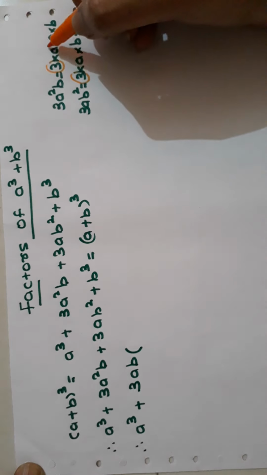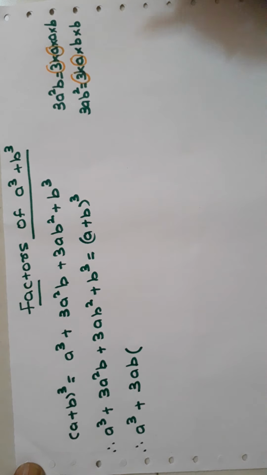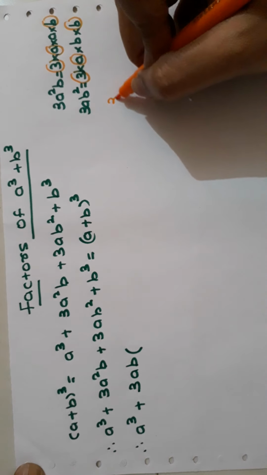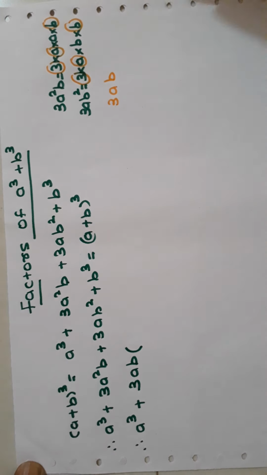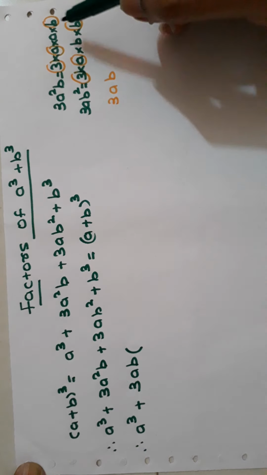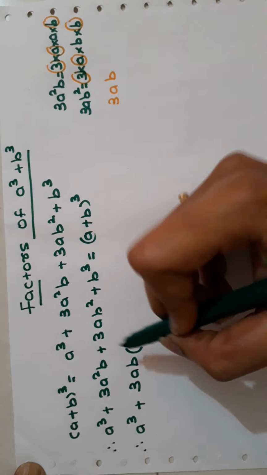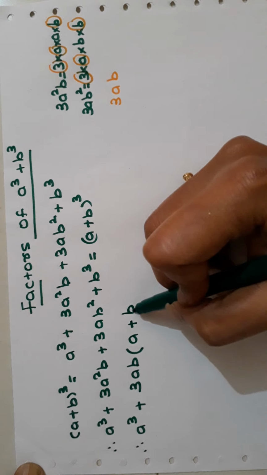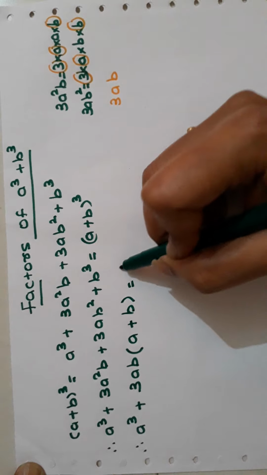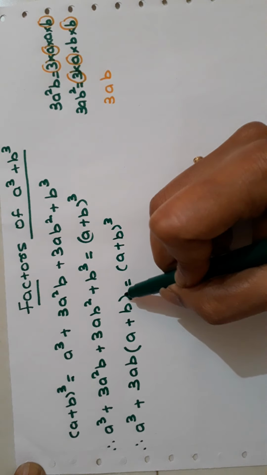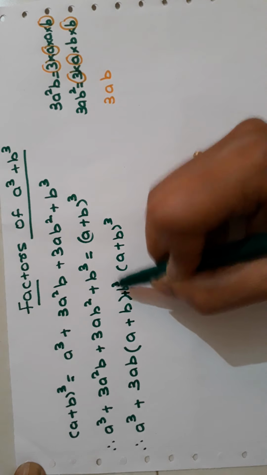3 is common, a is common and b is common. So 3ab is common, and I have taken 3ab outside. Now in the first term only a is left, plus in the second term b, so this is equal to (a plus b) the whole cube. I have left one term, plus b cube.